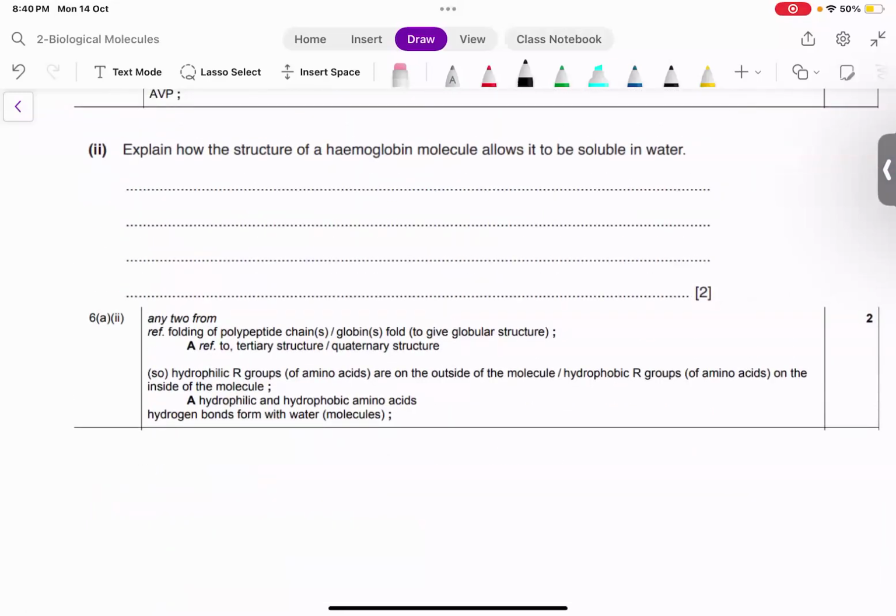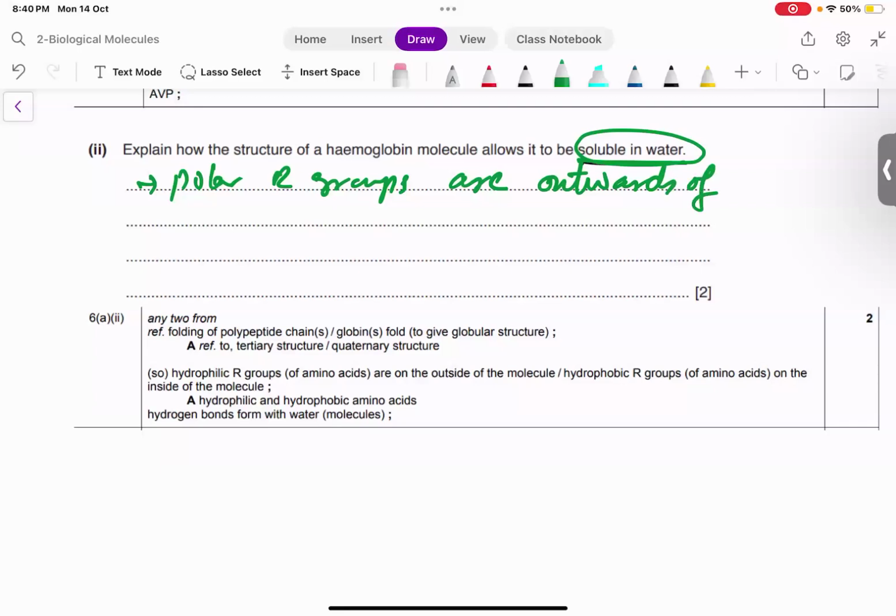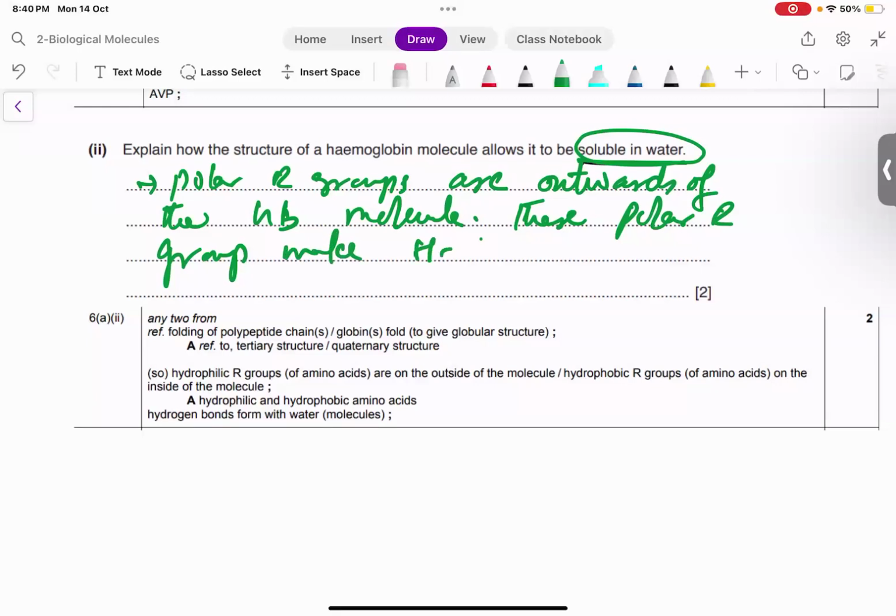Now explain how the structure of hemoglobin molecule allows it to be soluble in water. So that's very simple. To make a hemoglobin molecule soluble in water, polar R groups are outwards of the hemoglobin molecule. These polar R groups make hydrogen bonding with water and make it water soluble.